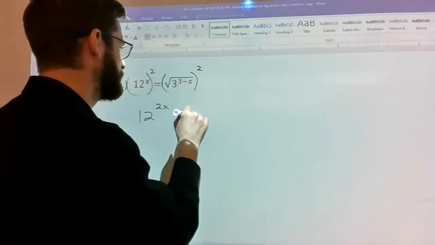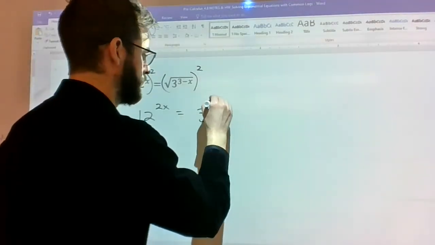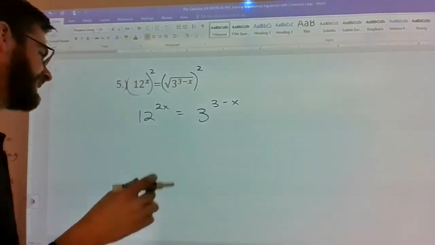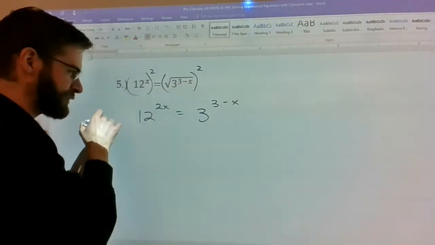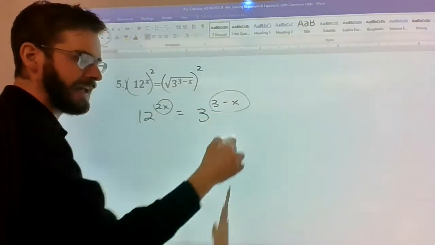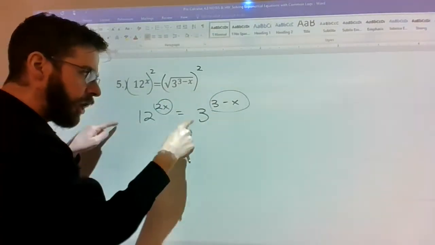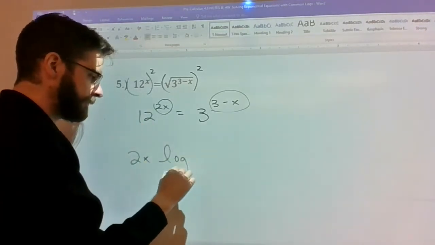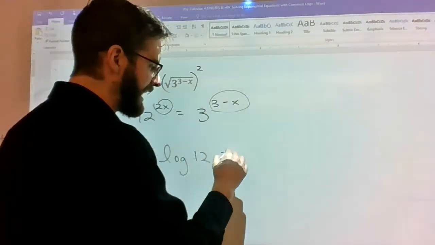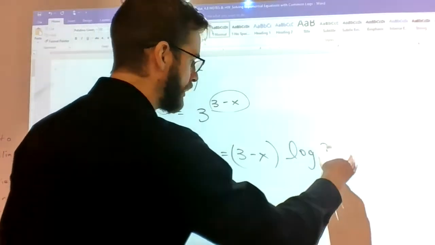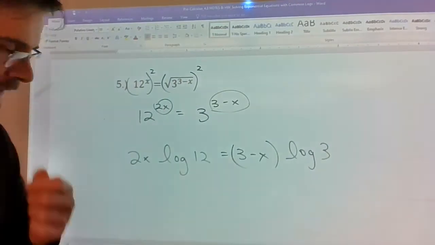Neutralized? 3 to the 3 minus 3x. I know, that wasn't my greatest pun. Log both sides to get rid of these and move forward as you normally would. So if I put a log to both sides, the 2x comes down, the 3 minus x comes down, and then you have logs of the two constant bases that you were working with.